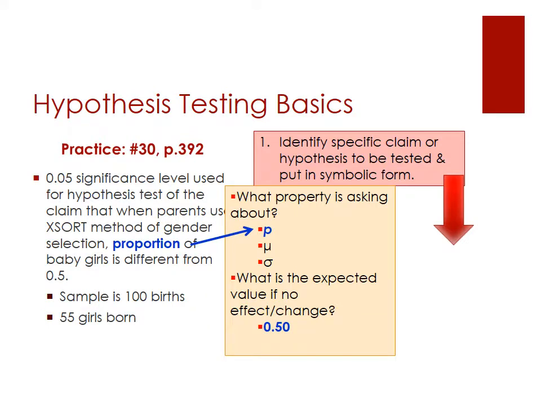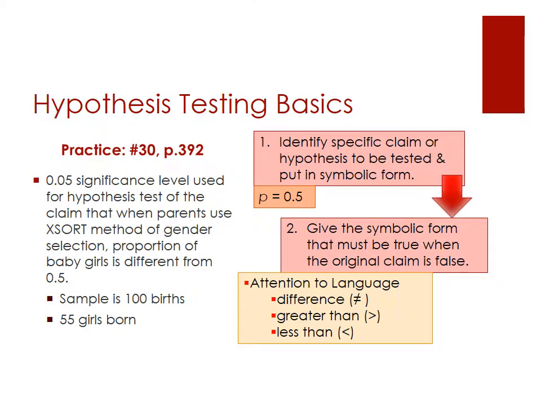Well, again, we're looking at the proportion, so that's going to be our P, and the expected value, if there's no effect or change, is going to be 0.50. So our null here, when we're looking at this, is going to be P equals 0.50.